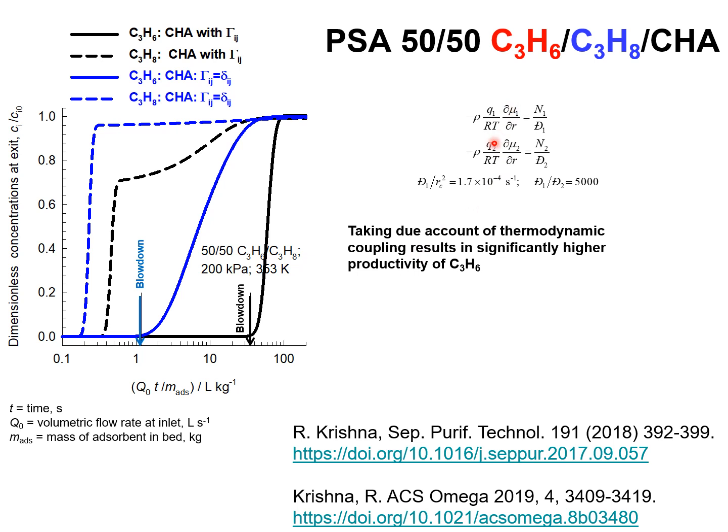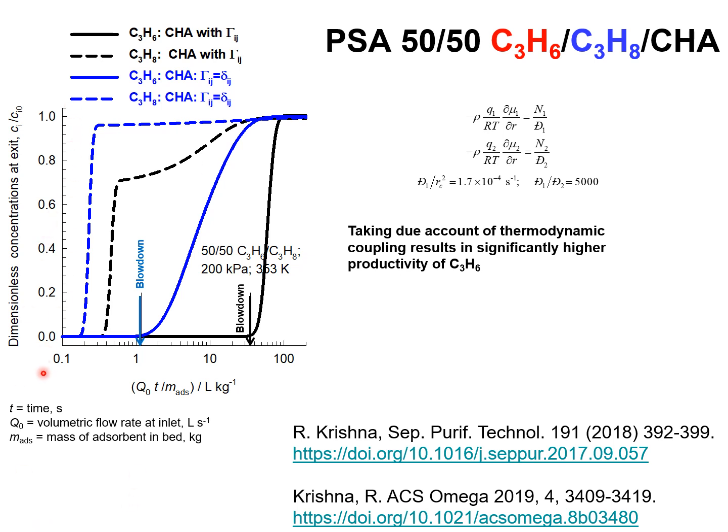Let's examine transient breakthroughs in a fixed bed packed with chabazite. The feed mixture consists of a 50-50 propene-propane mixture operating at 200 kilopascals and 353 kelvins. Two types of simulations were conducted, shown by the black lines and the blue lines. The black lines are the simulations in which thermodynamic coupling effects are duly accounted for, and the blue lines are the simulations in which thermodynamic coupling effects are ignored.